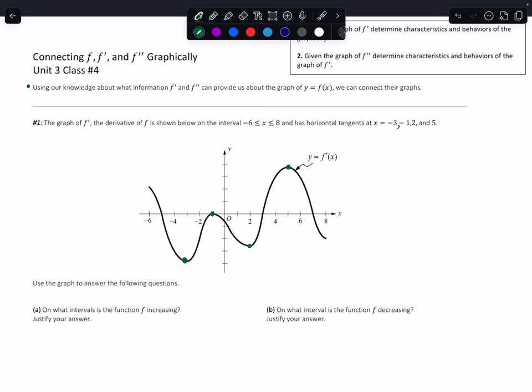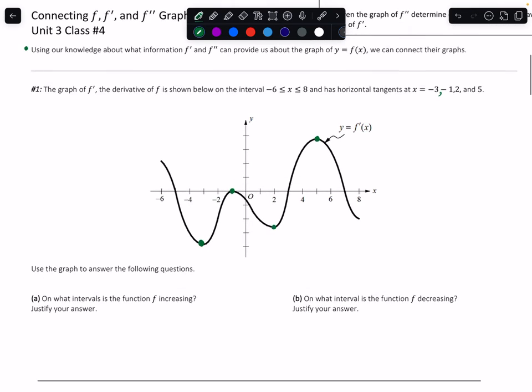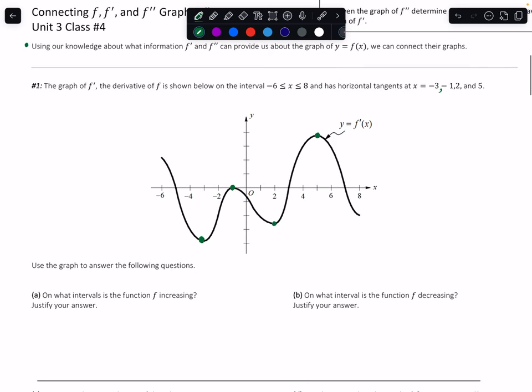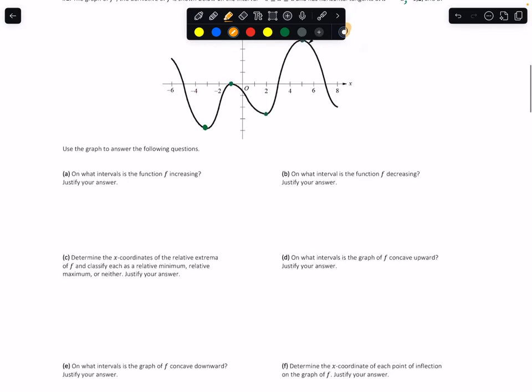Remember, I don't care what graph you're talking about. If a graph has a horizontal tangent at a particular x value, we know that that point must be a turning point. That is what happens when you have a horizontal tangent. The graph has a turning point. Okay, so using this graph, and we have to reiterate the fact that you are looking at f prime. This is not the graph of f of x. It is the graph of f prime. We're going to answer a bunch of different questions.